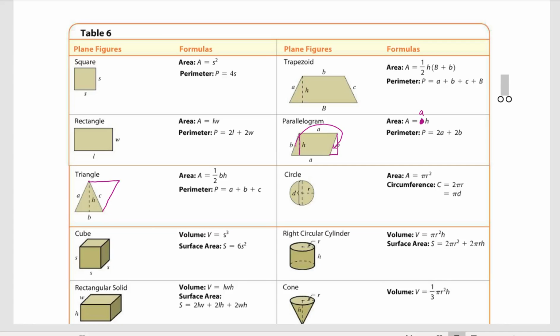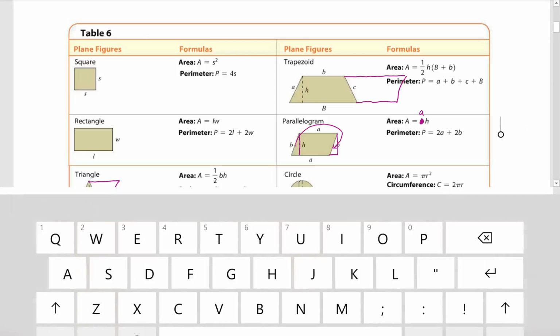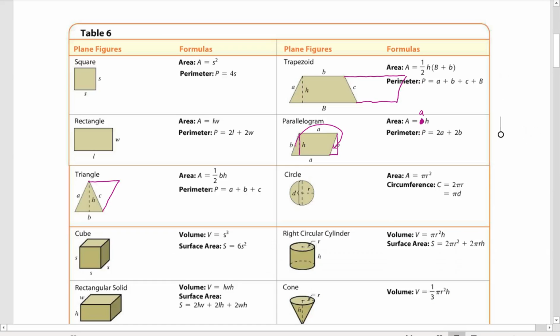Okay, how about trapezoid? How do we find the area of a trapezoid? So here, if we consider two copies of the trapezoid. Oops. Okay. I think I pressed something wrong. Okay. Alright. So let's do it.